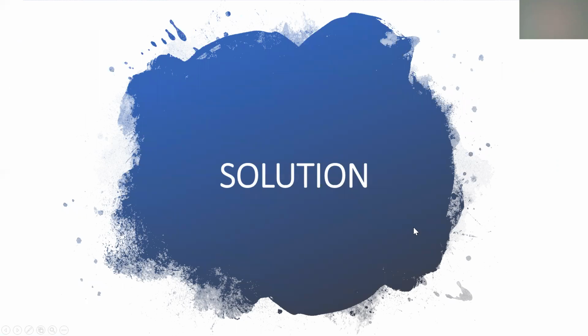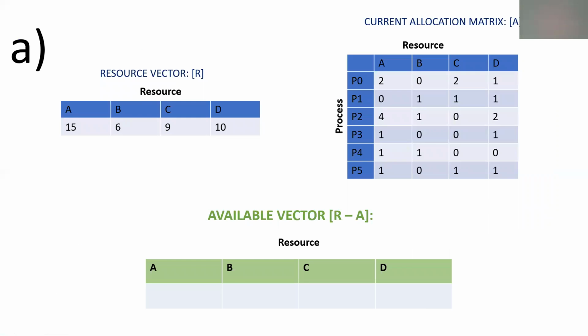So let's do it. First, we're going to start off with part A, which is calculating the available vector. It's the total resources minus the allocated resources. So for A, it's 15 minus the sum of A's currently allocated: 2 plus 4 plus 1 plus 1 plus 1, which is 9. So 15 minus 9 equals 6. Likewise for B, 6 minus 3 equals 3. For C, 9 minus 4 equals 5. And for D, 10 minus 6 equals 4.